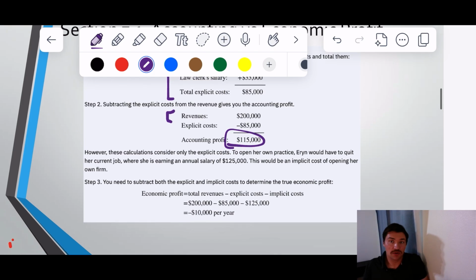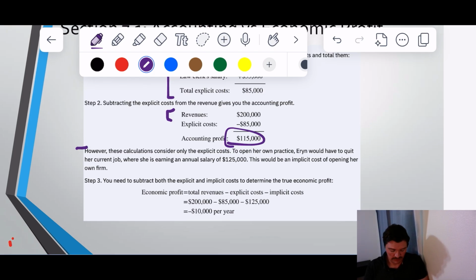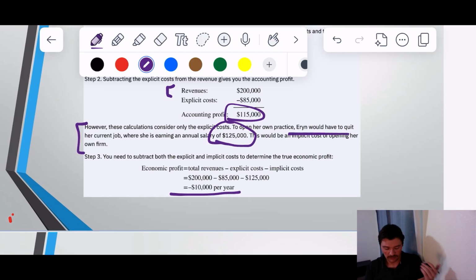And plus, she's making $200,000 revenue. It's a huge number, right? But however, we need to consider the implicit cost. She would have to quit her current job earning $125,000. So what is her economic profit from choosing her own firm? And sure enough, by doing the $200,000 minus the $85,000 and the implicit cost of the foregone salary of $125,000, she's actually losing $10,000 every year by doing her own firm.